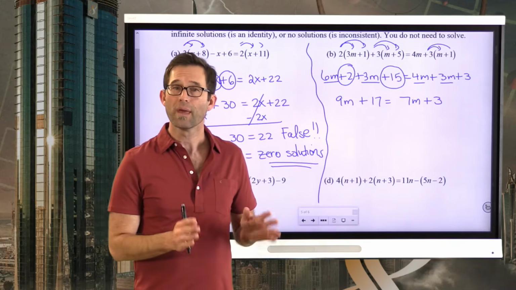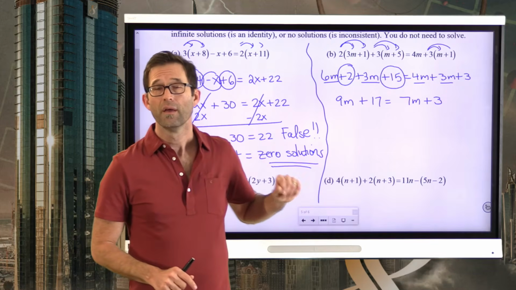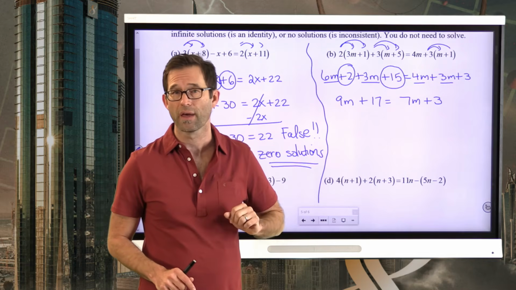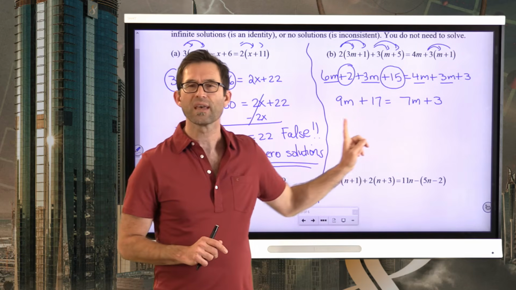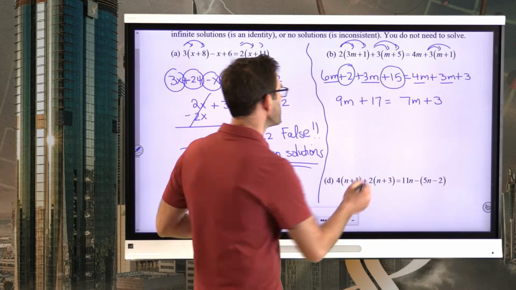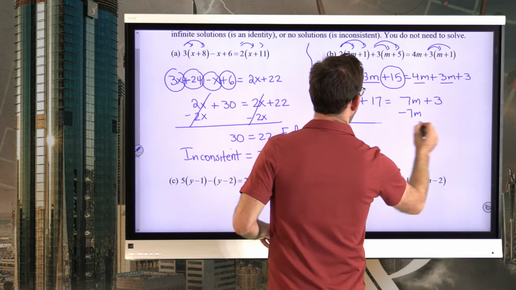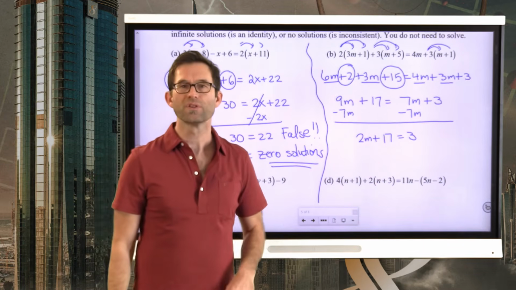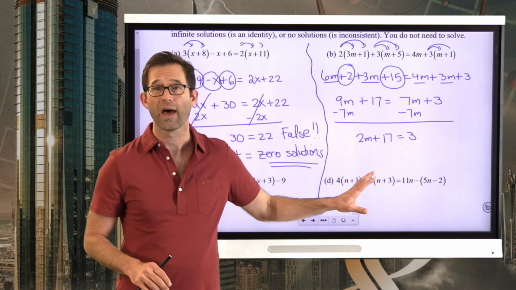Let's step back at this point, right? At this point, it may be obvious or it may not be obvious what you have. Again, one thing is clear to me, I don't have an identity. If I had an identity, I'd have like 9m plus 17 equals 9m plus 17. I don't have that, right? I also don't have something that's inconsistent, because if I subtract a 7m from both sides, if I take that extra step, I would get 2m plus 17 is equal to 3. There's nothing about that that's weird. There's no like, oh, 30 equals 22 or 5 is equal to 7 or anything like that, right?